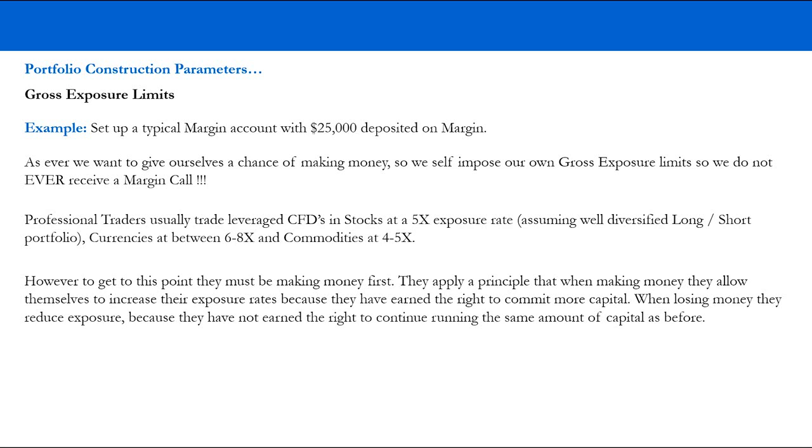The principle here is that when you're making money, you have the right to commit more capital because you've proven to yourself that you can make money. And now you started trading, you started trading with less. So let's say you started off with $20,000 and now you've grown your portfolio to $28,000. The extra $8,000 that you've now made is the house's money. You're now playing with the house's money.